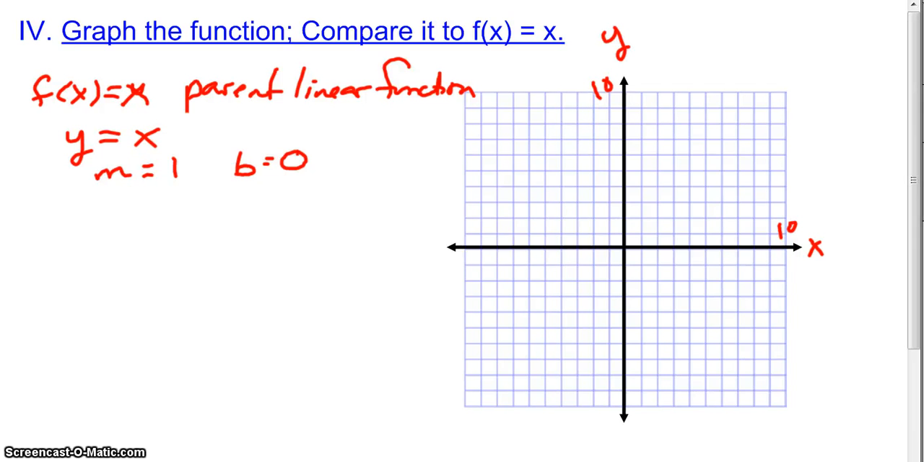Okay, so this is chapter 4.7, day 2, graphing linear functions. So we're going to take function notation a step further today. We're going to graph the function and compare it to the parent function. The parent function for all linear equations is the most basic linear equation, and this is given to you here. So the most basic linear equation is f of x equals x.